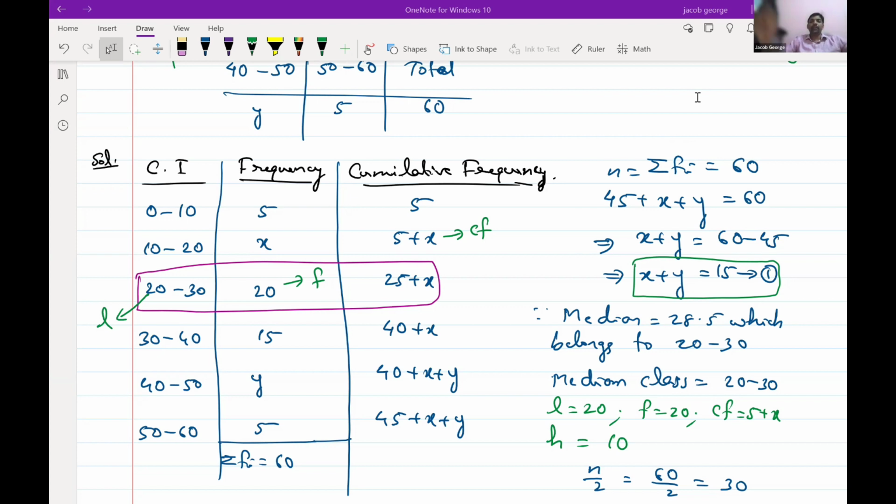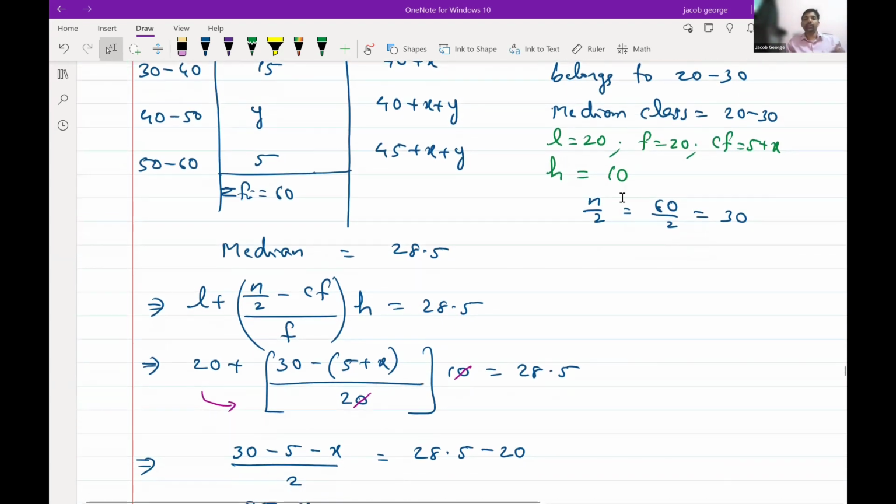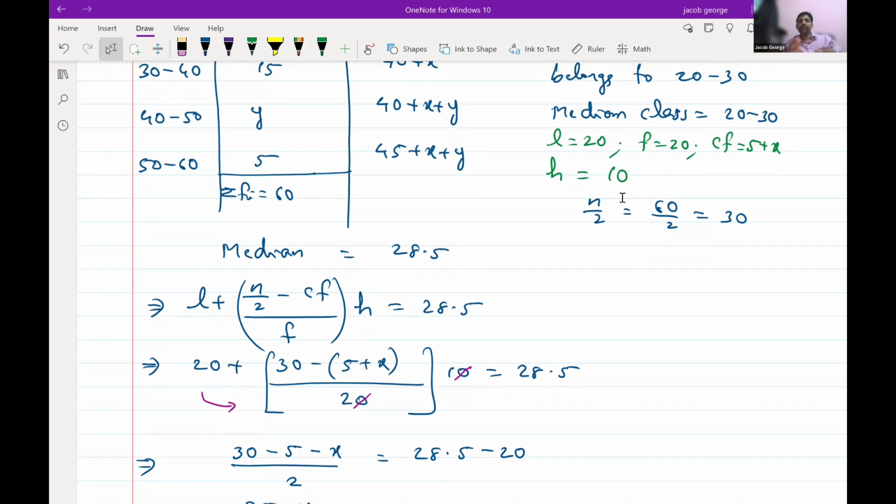Cumulative frequency preceding the median class is CF. It is not 25 plus x, it is 5 plus x. Cumulative frequency preceding the median class, that is 5 plus x. Total frequency is 60, so n by 2 is 60 by 2, that is 30. Then the median is given, 28.5. h is 10 for this question.